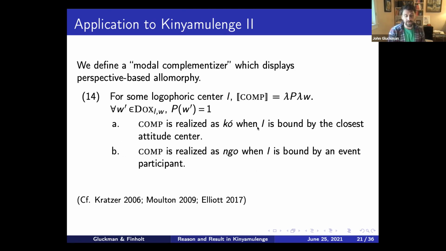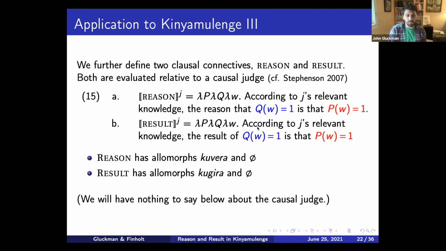Right? So formally, what we'll do is we'll define a modal complementizer, which displays perspective-based allomorphy. So here in 14, I'm giving you, the complementizer really just looks like a run-of-the-mill sort of doxastic predicate. And it just quantifies over doxastic states relative to L, a logophoric center. And what we'll say is that this comp is realized as ko when L is bound by the closest attitude center, and it's realized as go when L is bound by some other event participant, not necessarily the closest attitude center. Okay.